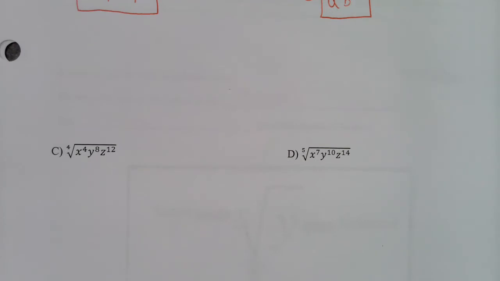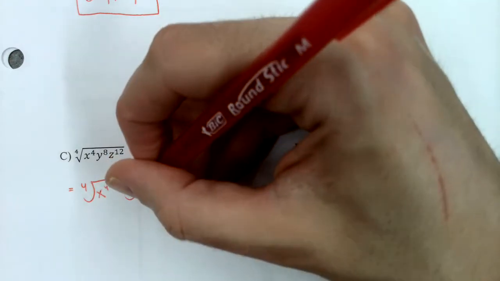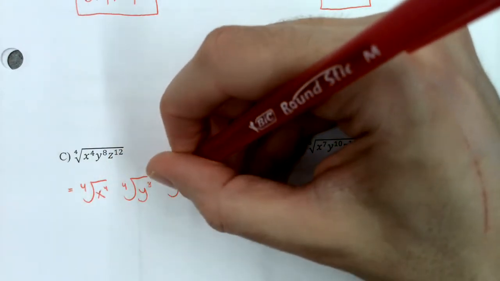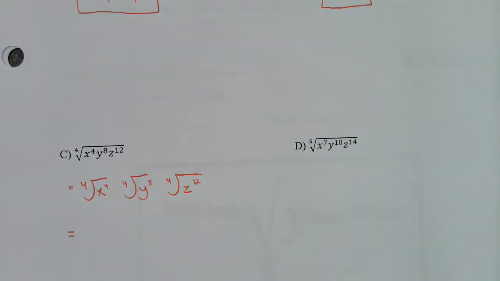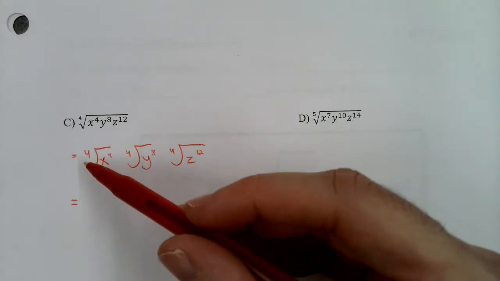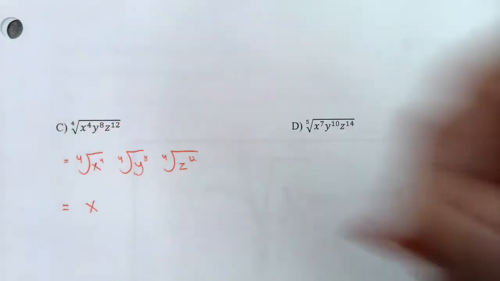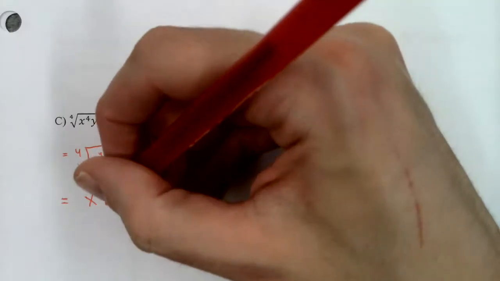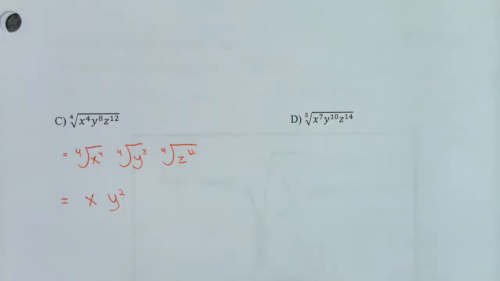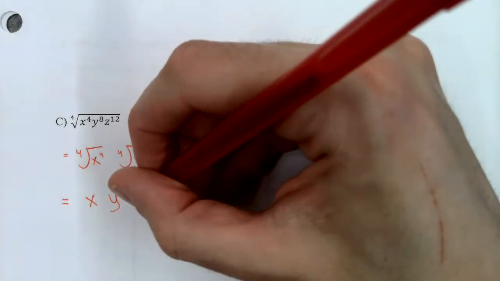Part C. Again, I'm going to break this apart. I'll do the 4th root of x to the 4th. I like to do it like this. Some people don't. The 4th root of y to the 8th, and then the 4th root of z to the 12th. Focus on the x's. How many groups of 4 can you make if you have 4 x's? You can make 1 group of 4. How many groups of 4 can you make if you have 8 y's? You can make 2 groups. How many groups of 4 can you make if you have 12 z's? You can make 3 groups.